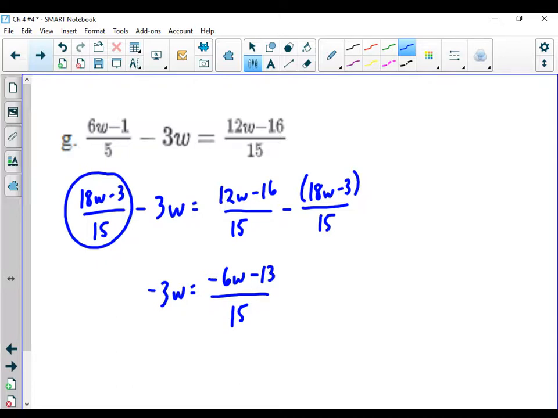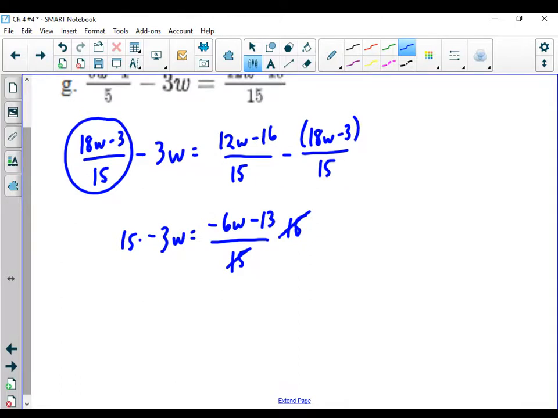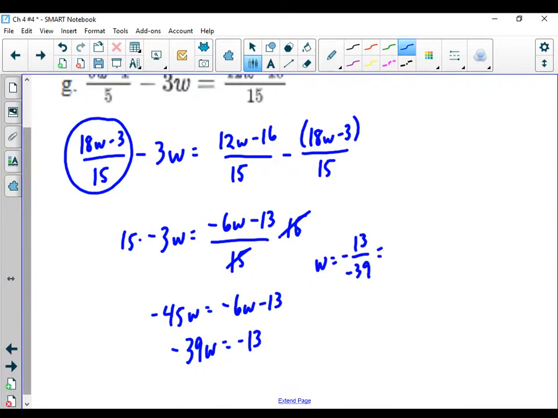Now all I have to do is get rid of the fraction. I can do that by multiplying by 15. And I'll go from there. So 15 times -3 is -45w. So I'm going to add 6, so that gives me -39w. And -13 over -39 would be my value for w. So I'm going to end up with a positive, and in this case, it's going to be a positive 1/3.